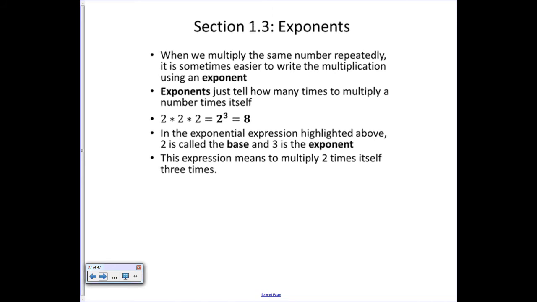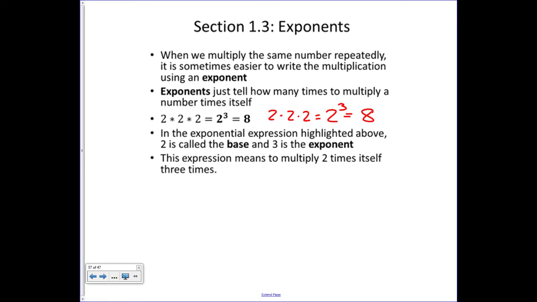So when we multiply the same number repeatedly, it's sometimes easier to write that multiplication using an exponent. And the exponent just tells us how many times to multiply the number by itself. So for example, if we have 2 times 2 times 2, we can just rewrite that as 2 to the third power, with 3 being the exponent. And if we multiply that all out, we would just get 8.